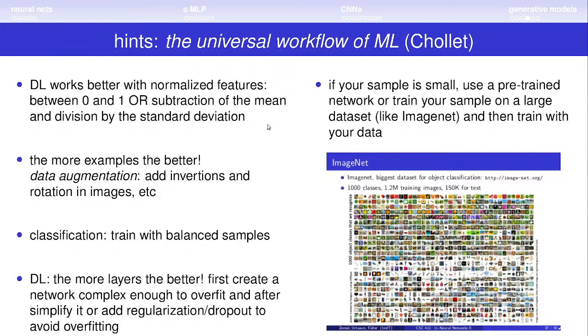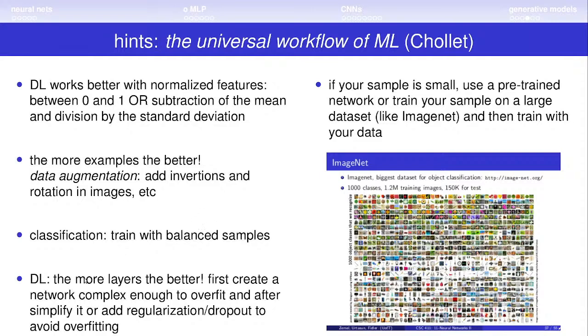That's it. If you want to train a neural network, we need to normalize the input, either between 0 and 1 or through standardization. In the case of this sort of neural networks, the more examples, the better. So data augmentation is a very good procedure to implement more elements in the training set. In the case of classification, we should always use balanced samples. Otherwise, we'll bias towards the most populated class.